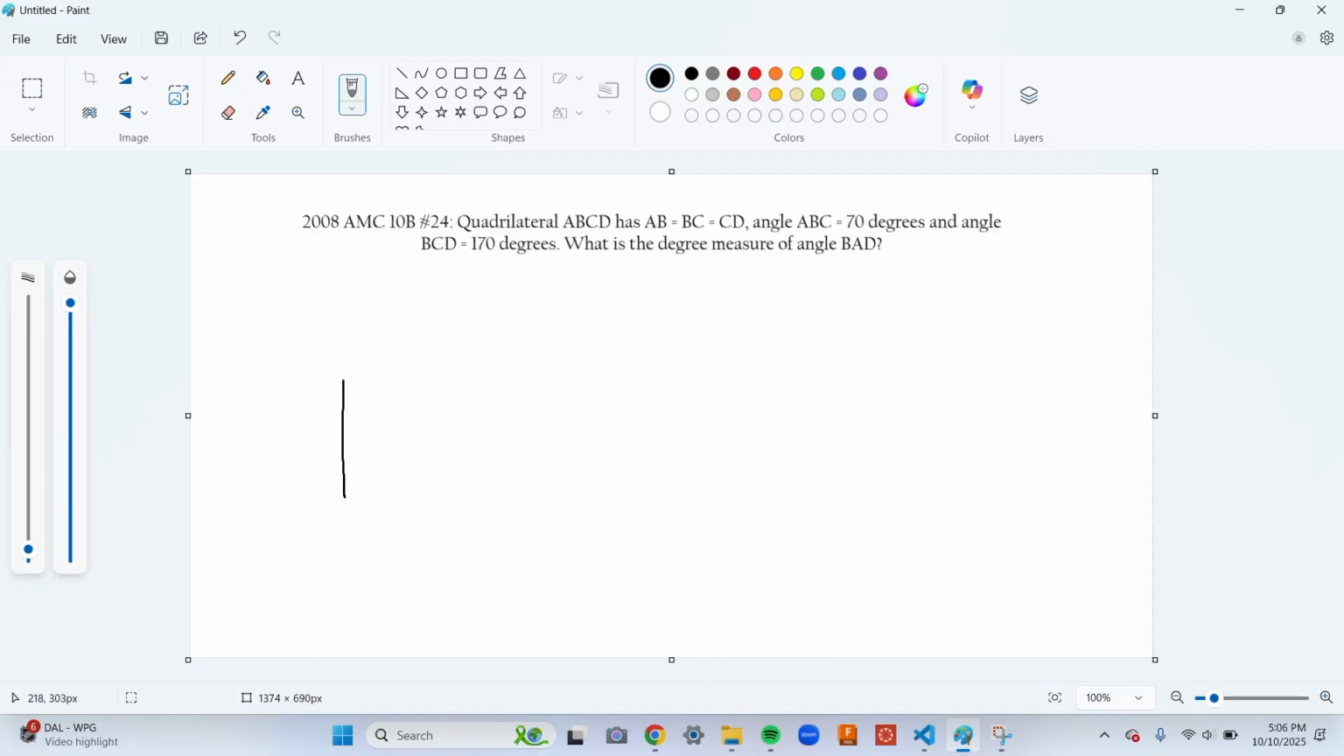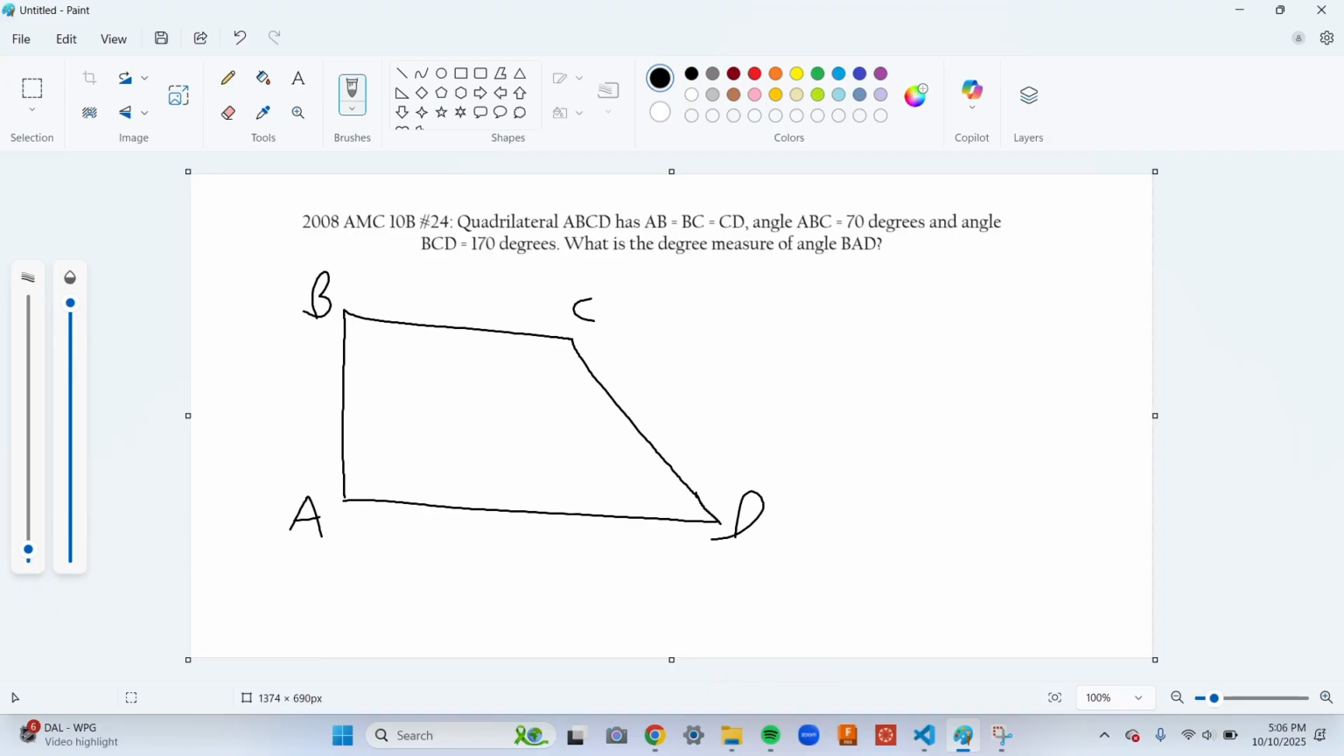So let's draw, right, we have these sides equal to each other, sort of like that maybe. Okay, and we'll label this point A, B, C, and D. So we know that all three of these sides are equal to each other. So let's start off by just drawing the diagonals, because then we'll get a bunch of isosceles triangles, right?